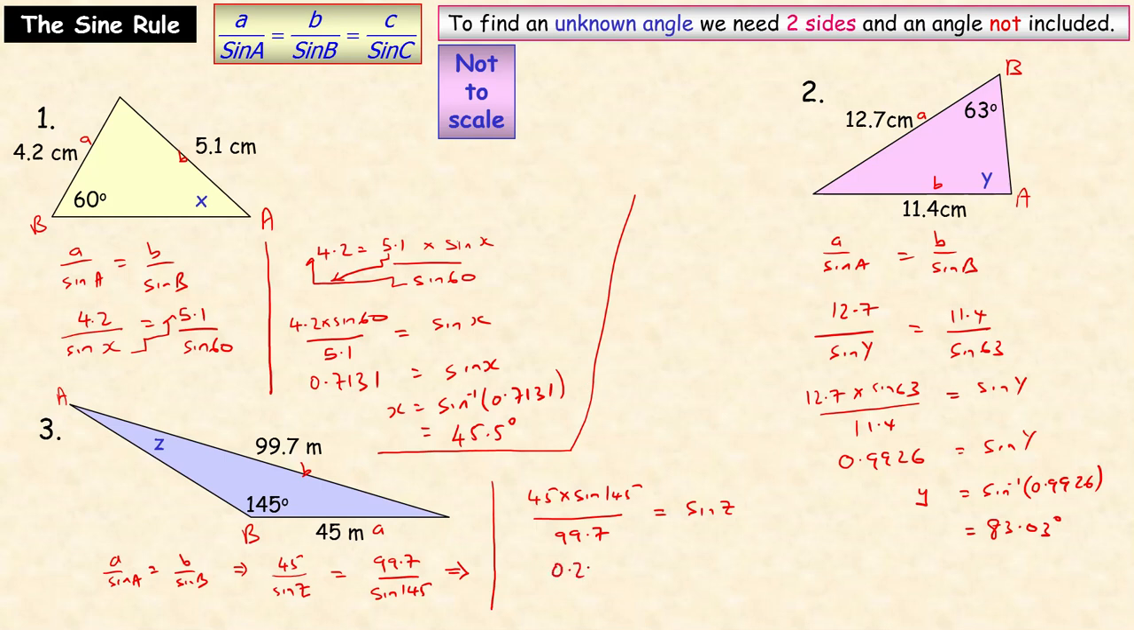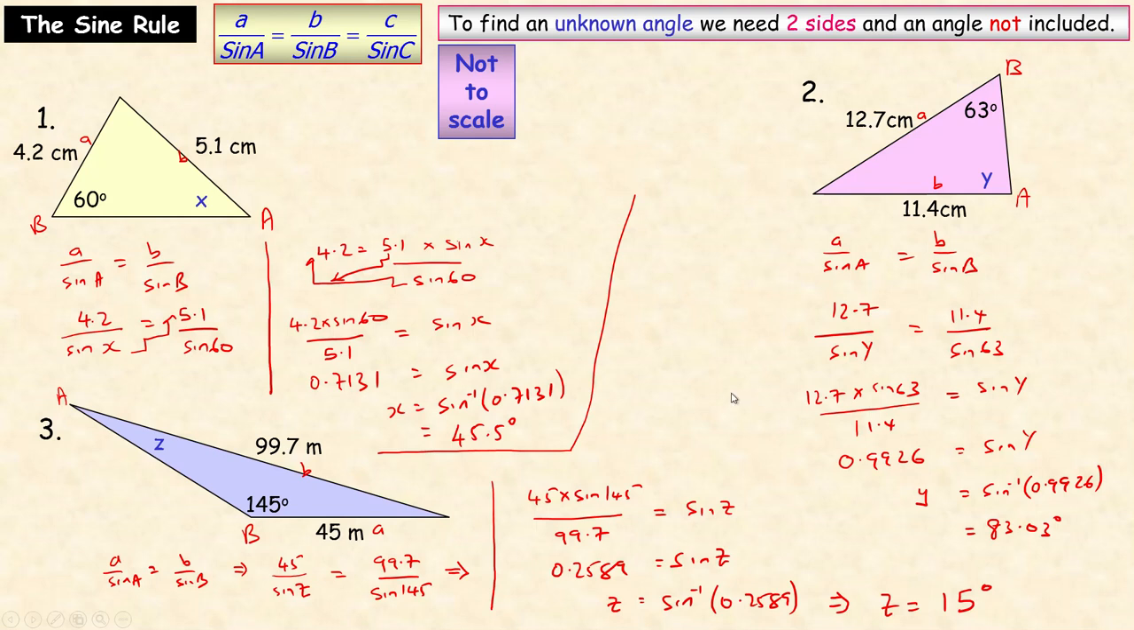So 0.2589 equals sine Z. That means Z equals sine to the minus 1 of 0.2589. When I work that out on my calculator, Z is equal to shift sine to the minus 1 of answer, close brackets. I get 15 degrees. So Z is equal to 15 degrees. Okay, so those are 3 questions.